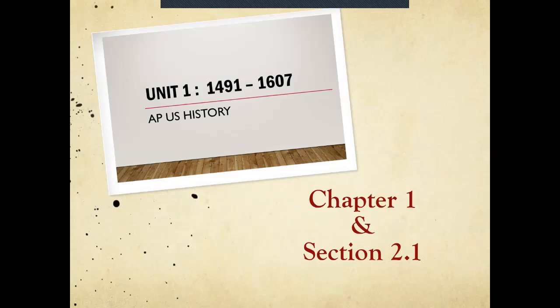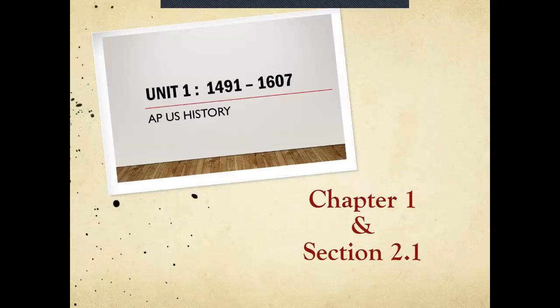Then the end date for Unit 1 is 1607. The reason they've chosen 1607 is that is the date that Jamestown was founded, the first permanent English settlement in North America. So this is going to span the other settlements. The Spanish were in North America first. The French are going to come in at about the same time as the English, but we're going to go ahead and establish these Spanish colonies.